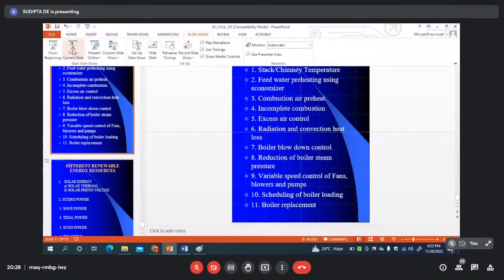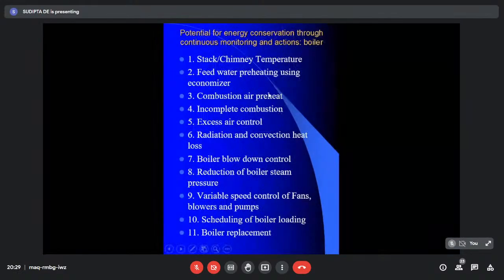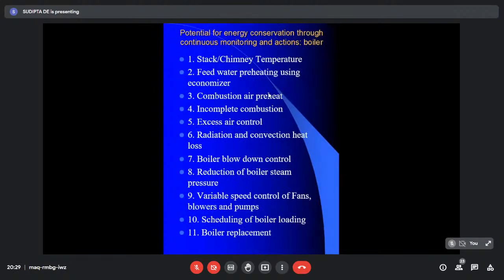Now, there are at least 11 parameters we have mentioned here through which you can improve the boiler performance by monitoring or adjusting these parameters. So before this, just write down a brief preamble.